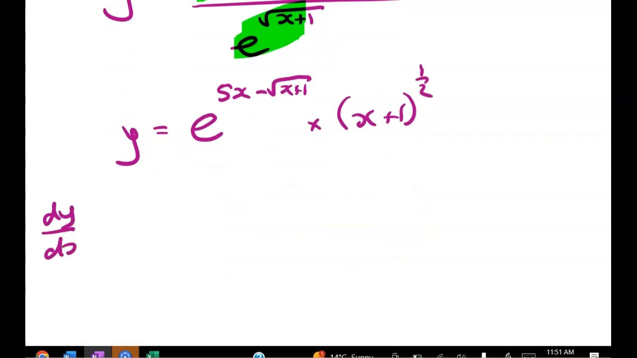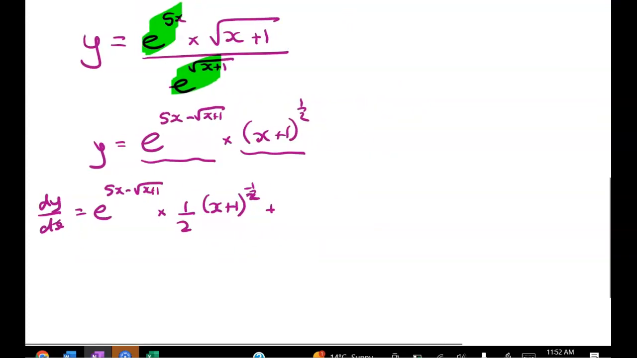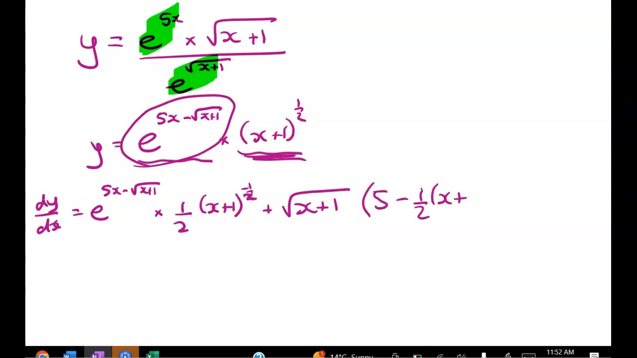And we'll get dy by dx. And so it's the first function, so u, times the derivative of v. It's going to be times 1/2 x plus 1 to the negative 1/2. And now we switch it over. Plus, I'll just shrink my screen a wee bit. Right, what have I got here? Well, it's plus this function, which is root x plus 1 times the derivative of this one. So by the chain rule, I'm going to have 5 minus 1/2 x plus 1 to the negative 1/2 times e to the 5x minus root x plus 1.